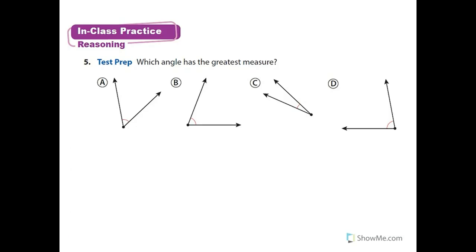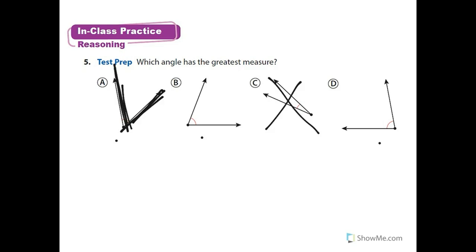Number 5 is a test prep. It asks which angle has the greatest measure. Here's what I'm going to do first. I'm going to mark this one out, because I know that one has the smallest opening. So I'm going to measure each of these. Again, you put one of them at a 0, and then measure this one. Go ahead and do that, and then we'll go over it.